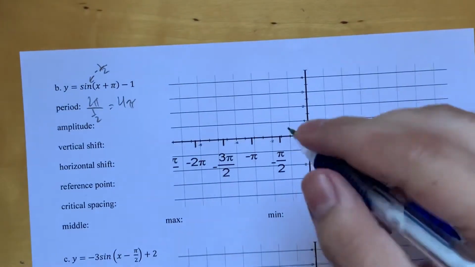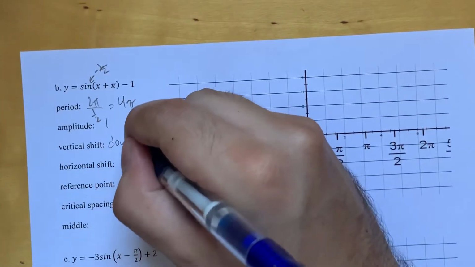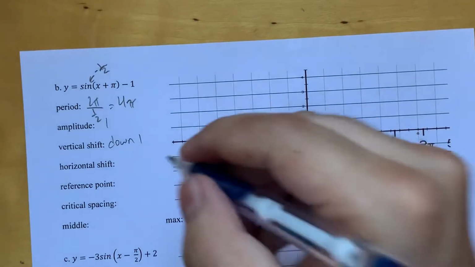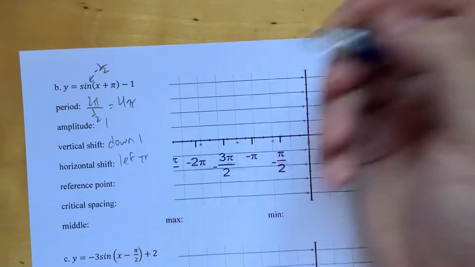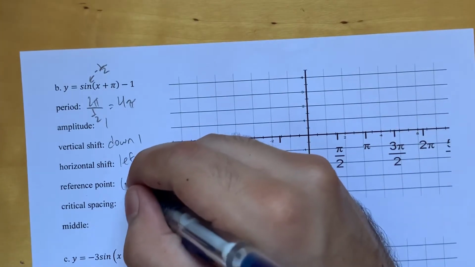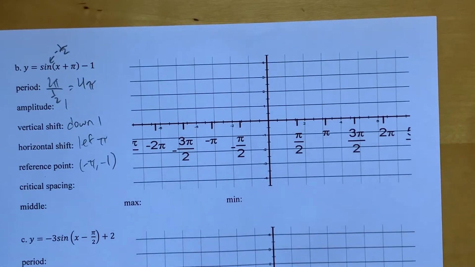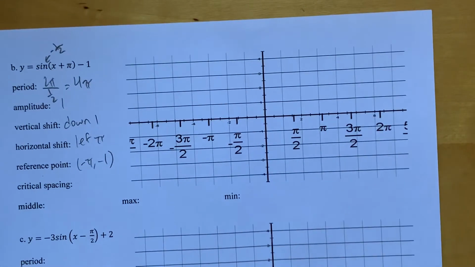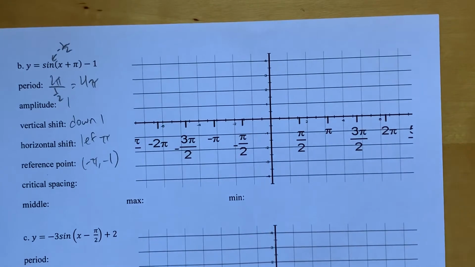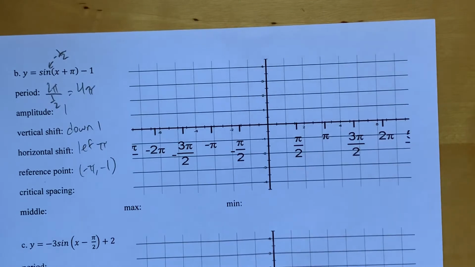Amplitude is going to be 1, vertical shift down 1, horizontal shift left pi because it's positive. Reference point is going to be negative pi and -1. Oh, wait up. I wish it was double-sided. I forgot to label RP for the reference point. I want you to label RP for the reference point. We'll do it for this one.